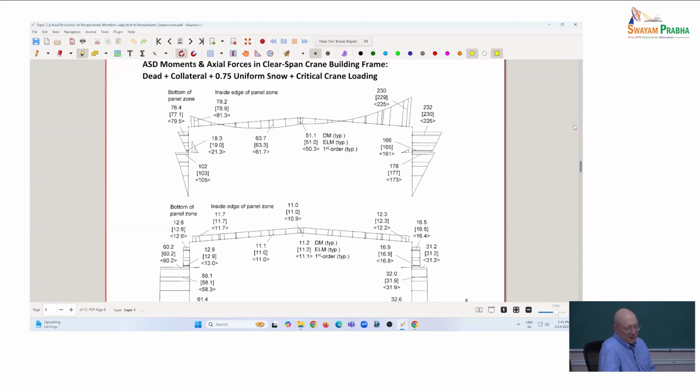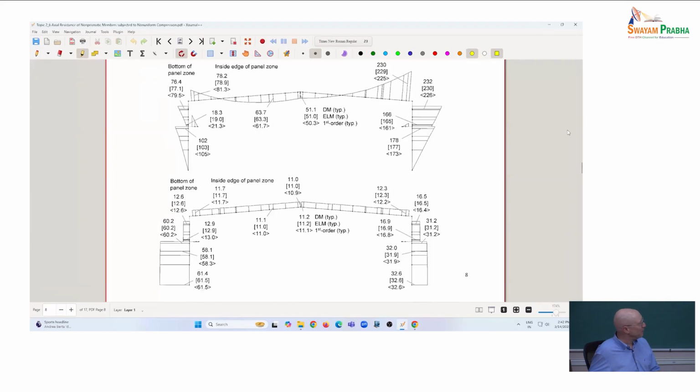So if we do the analysis, this is for dead collateral plus 0.75 uniform snow plus a critical loading condition from the crane. So we get the moment diagrams on the top. Here we've got the axial force diagram in this frame on the bottom.